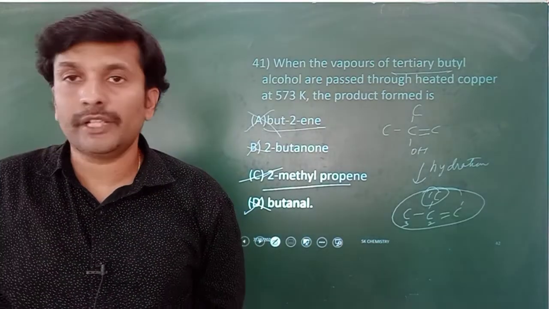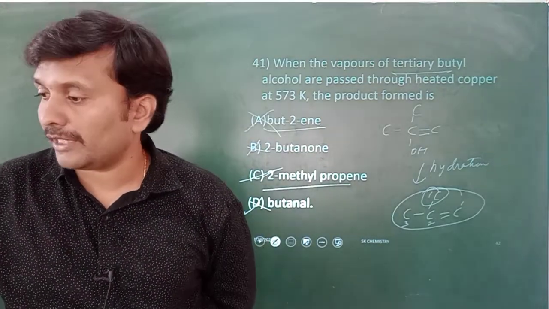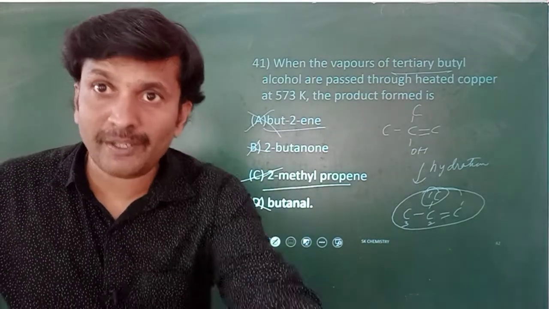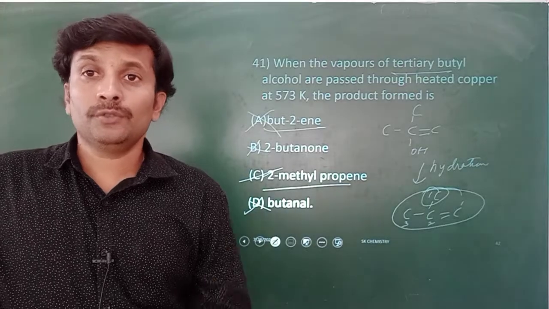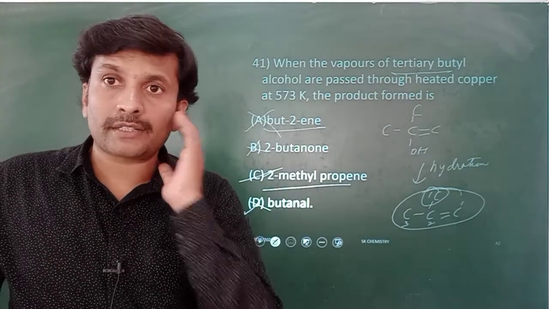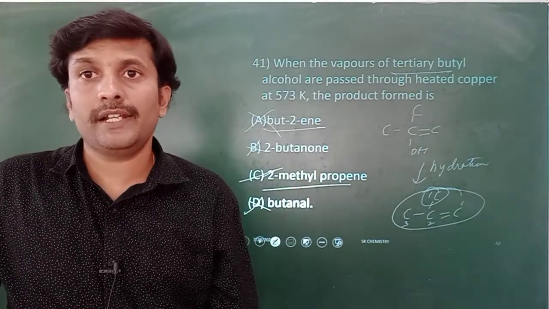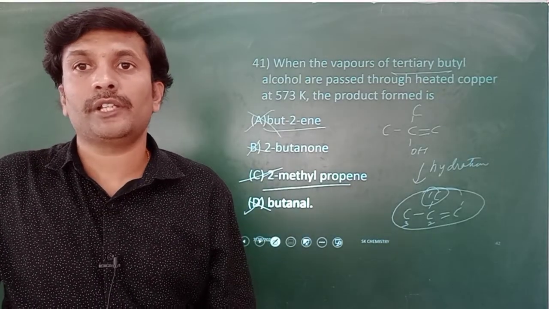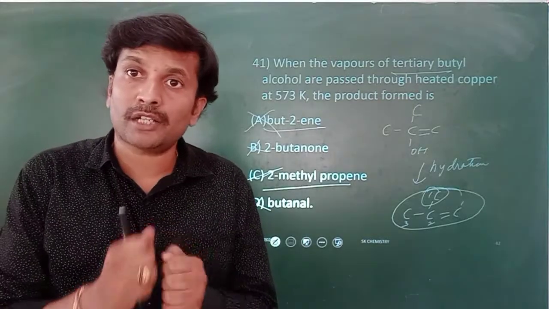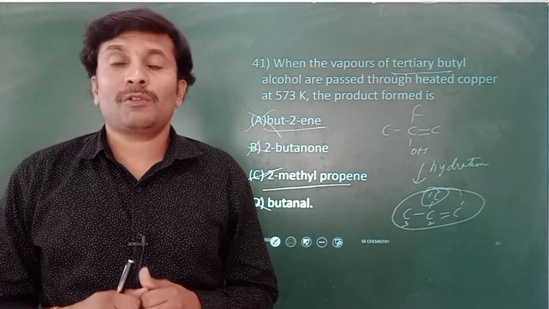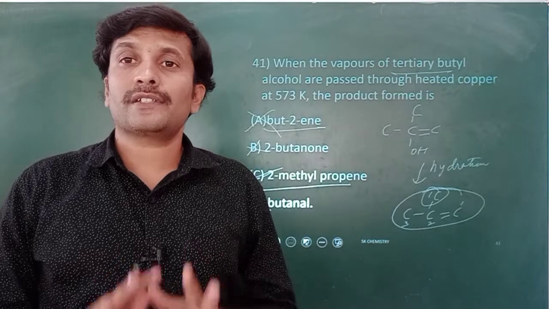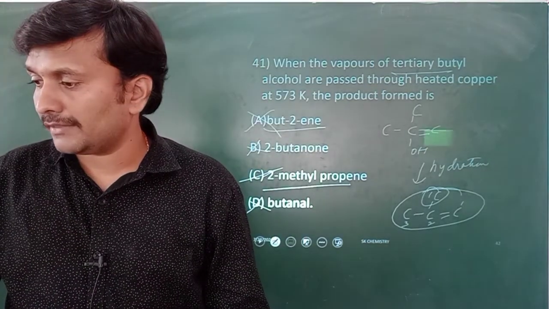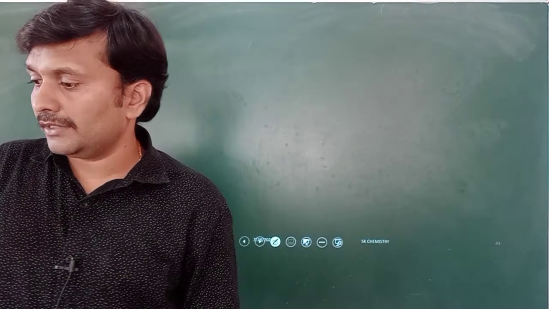It cannot be 2-butene because it does not have 4 carbon atoms in that way. You need not work out so much; you should have that knowledge from studying the NCERT book. Tertiary gives alkenes, secondary gives ketones, primary gives aldehydes with copper at 573 Kelvin. With this knowledge you should attend the exam. But what do our students do? They study, but don't practice objective questions. You have to do the practice. Practice will get you success.